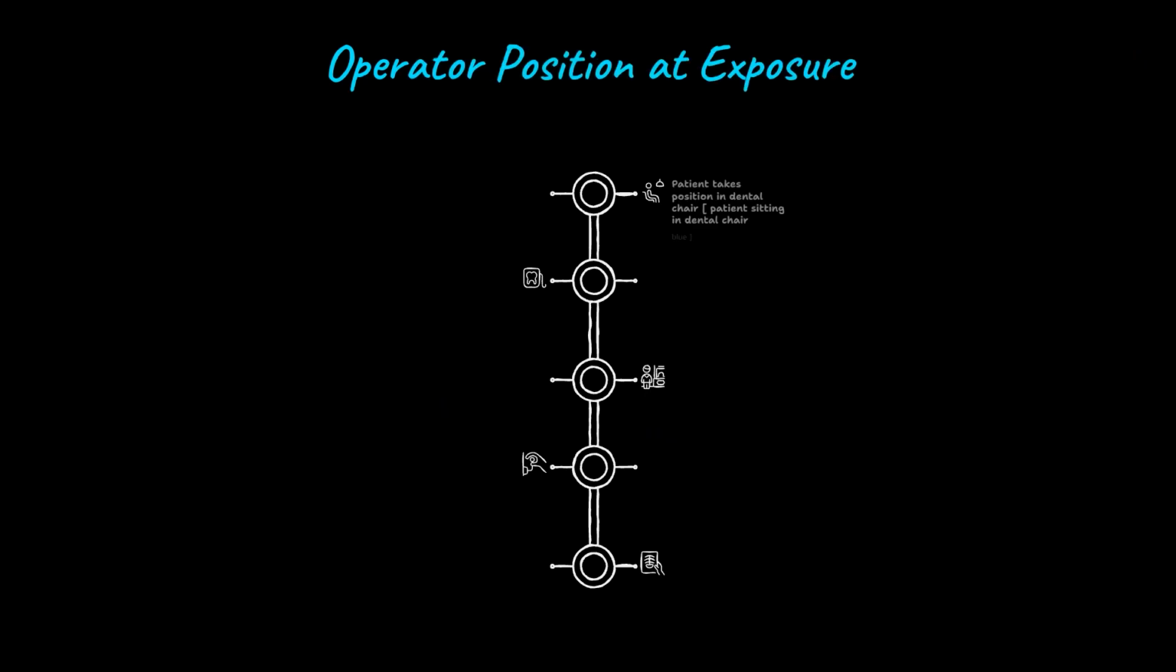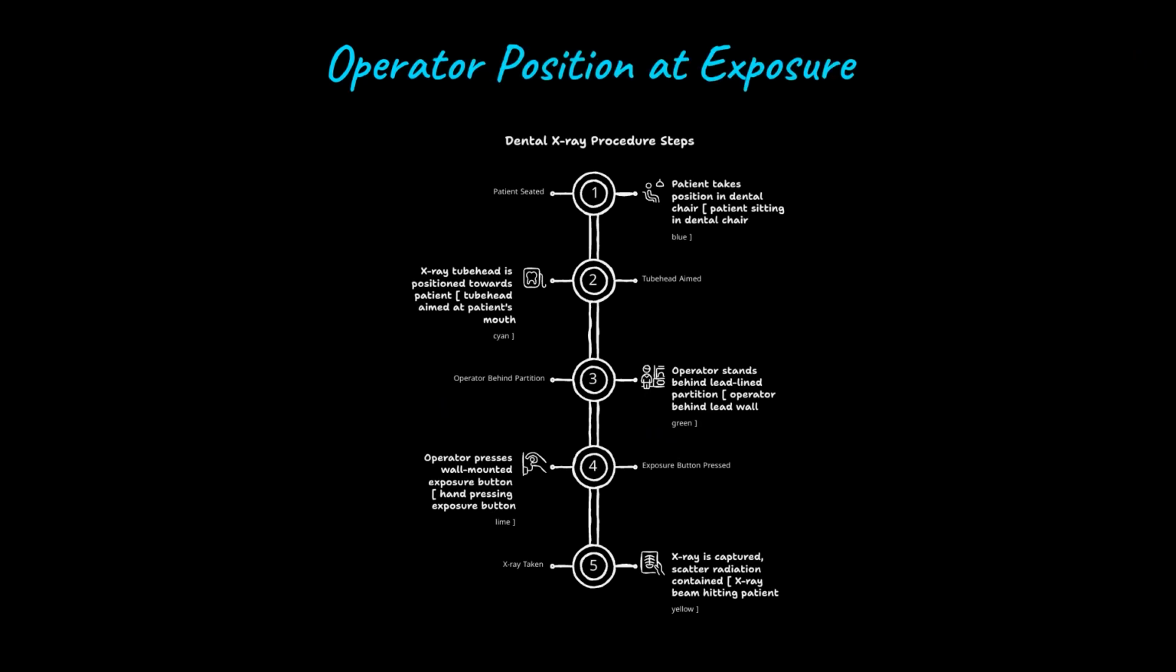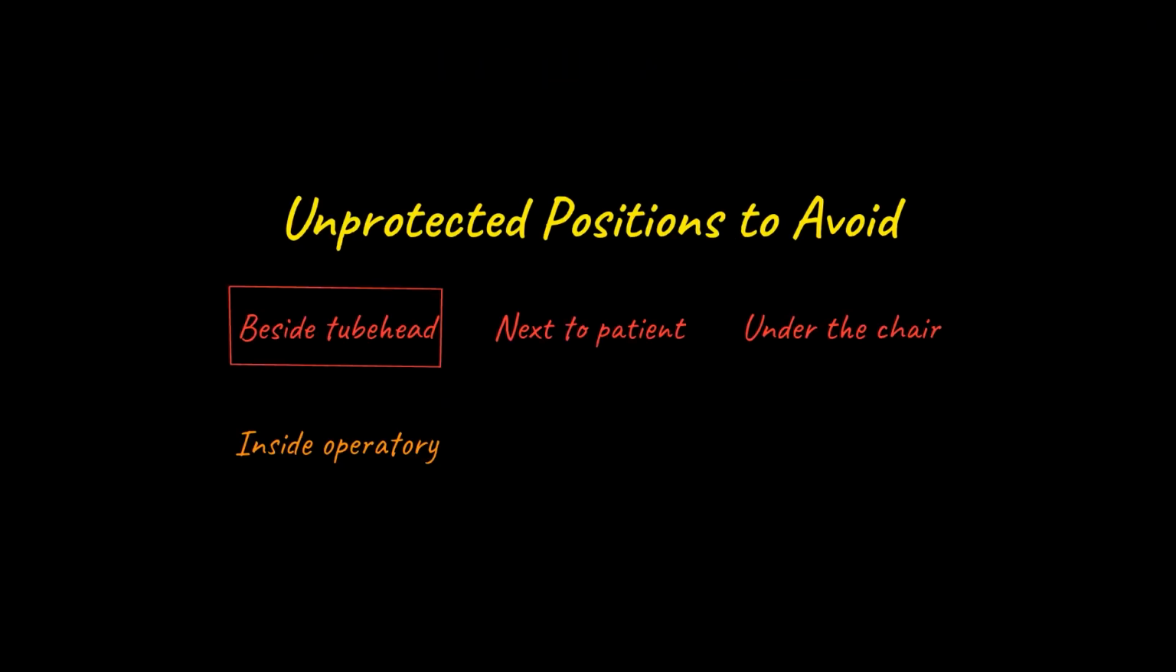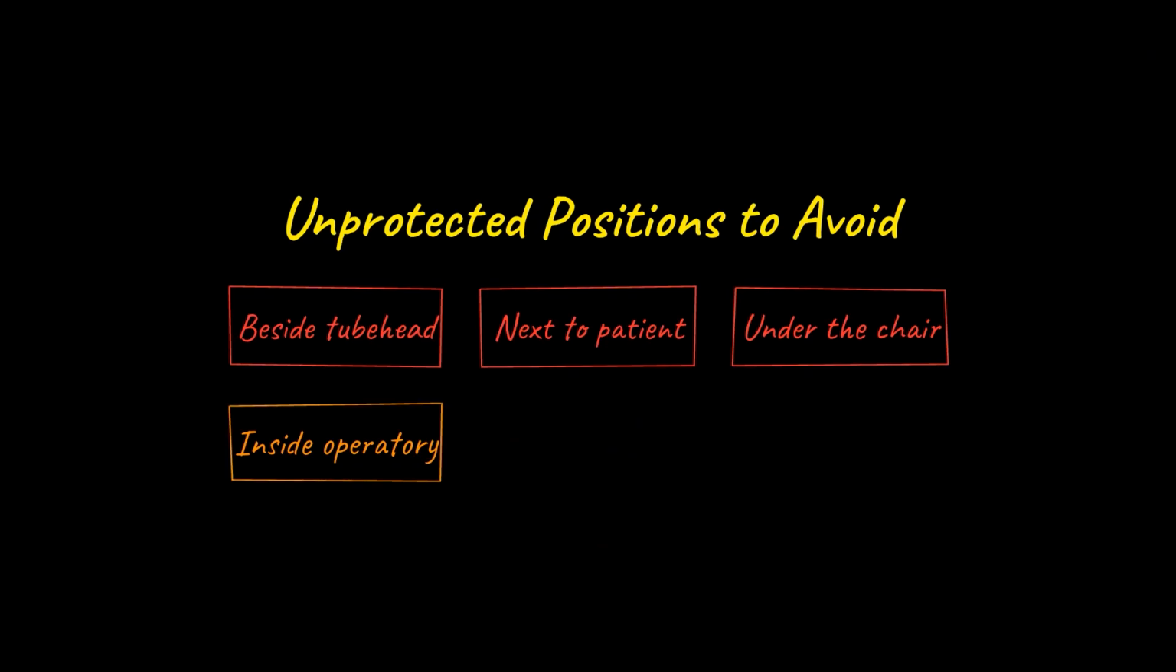In a typical dental office, the exposure button is mounted on the wall or a cord so the operator can stand behind a lead-lined partition or step into the hallway. Scatter that does occur is either absorbed by the barrier or has thinned across the added distance before reaching the operator. Common wrong answers place the operator beside the tube head, next to the patient, or crouching under the chair, or within the denser scatter field with no barrier and minimal distance. Each ignores one or both protective effects.